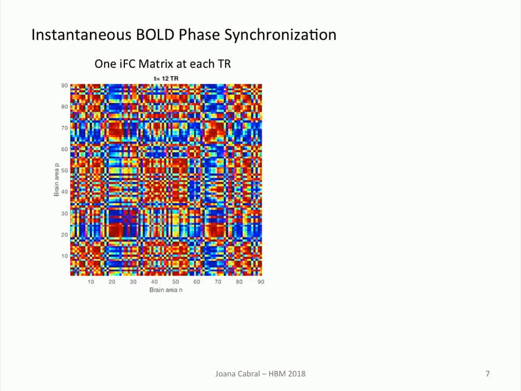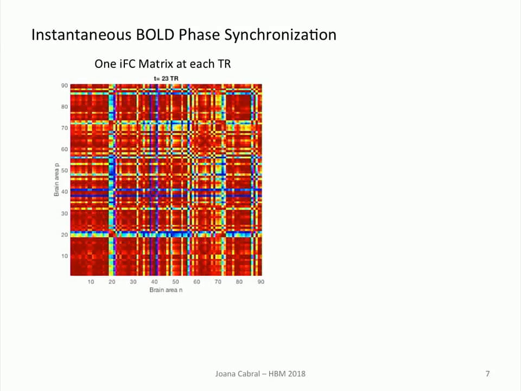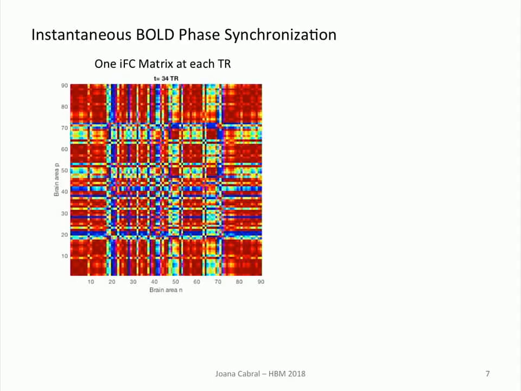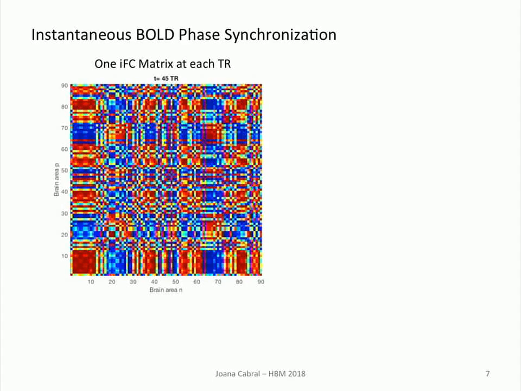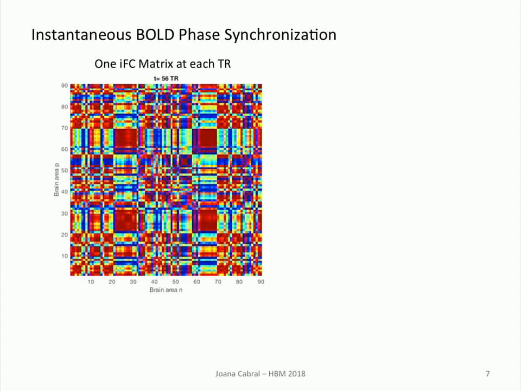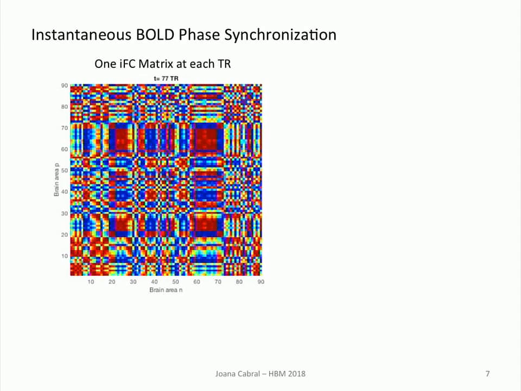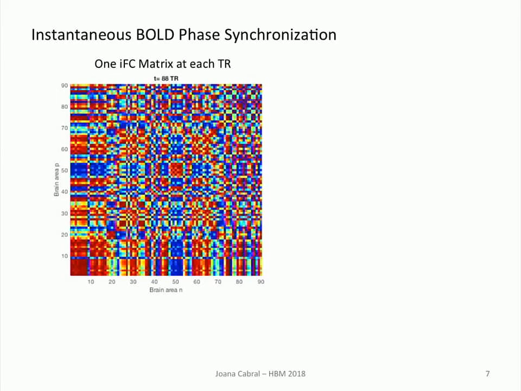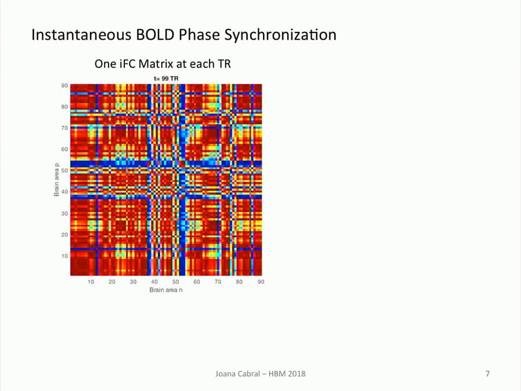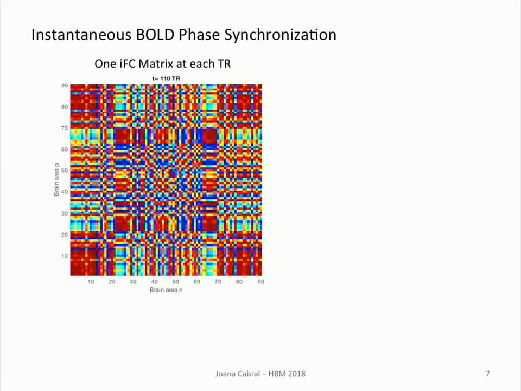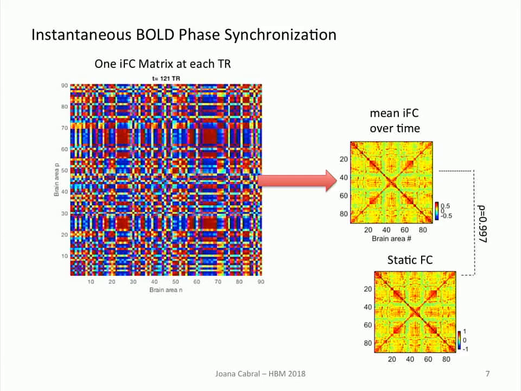So when we look at this matrix, it's quite noisy. That's one of the problems of the instantaneous measures of dynamic FC. But if we look carefully, we see that there are some patterns that seem to appear and disappear over time, that look recurrent. But we want to see, is this meaningful? Does this matrix make sense? What are the networks that are coming out?